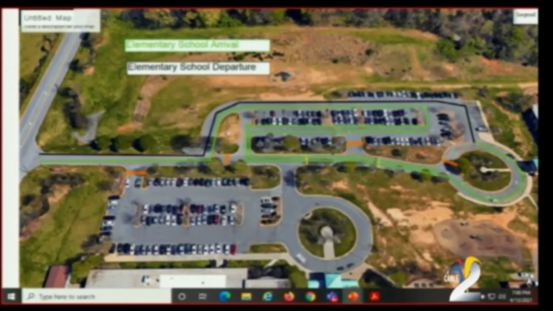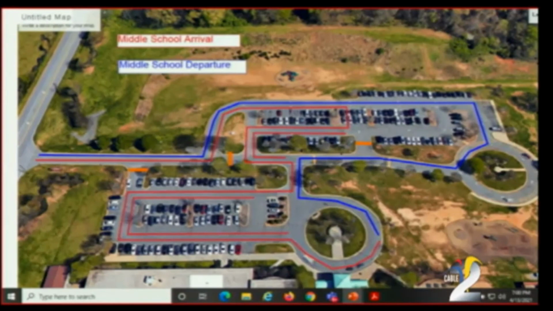So you can see we were utilizing the top part, or the staff parking area and the main entrance, as well as for the middle school arrival and the middle school departure. The two lines indicate double stacking that we had going. So both of these seem to work pretty good, with a lot of communication with the principals and staff at the school.